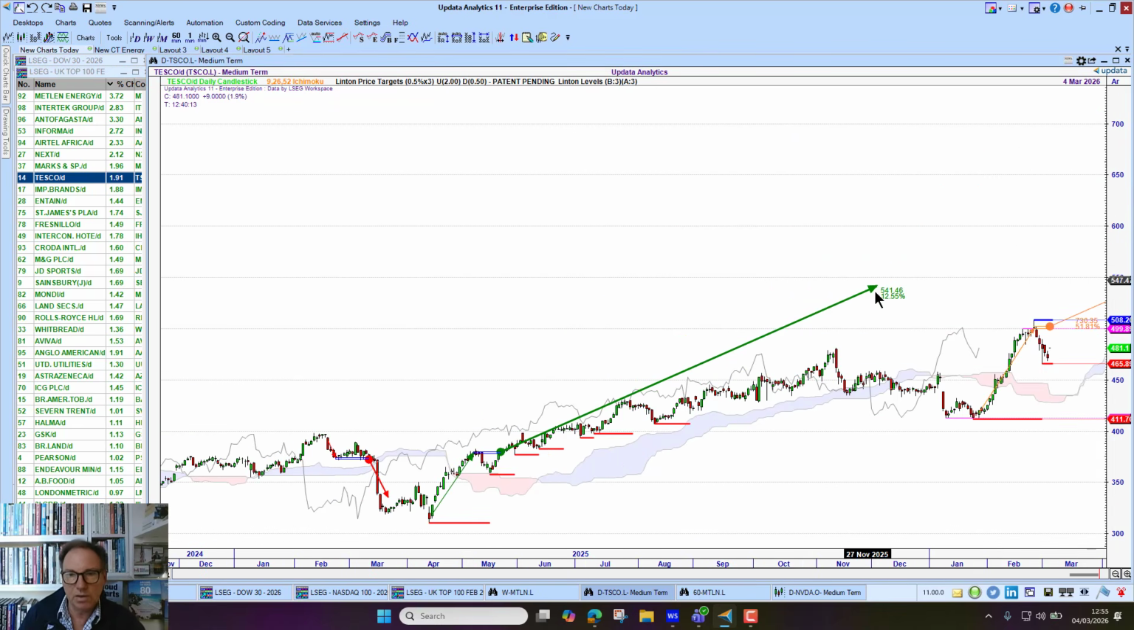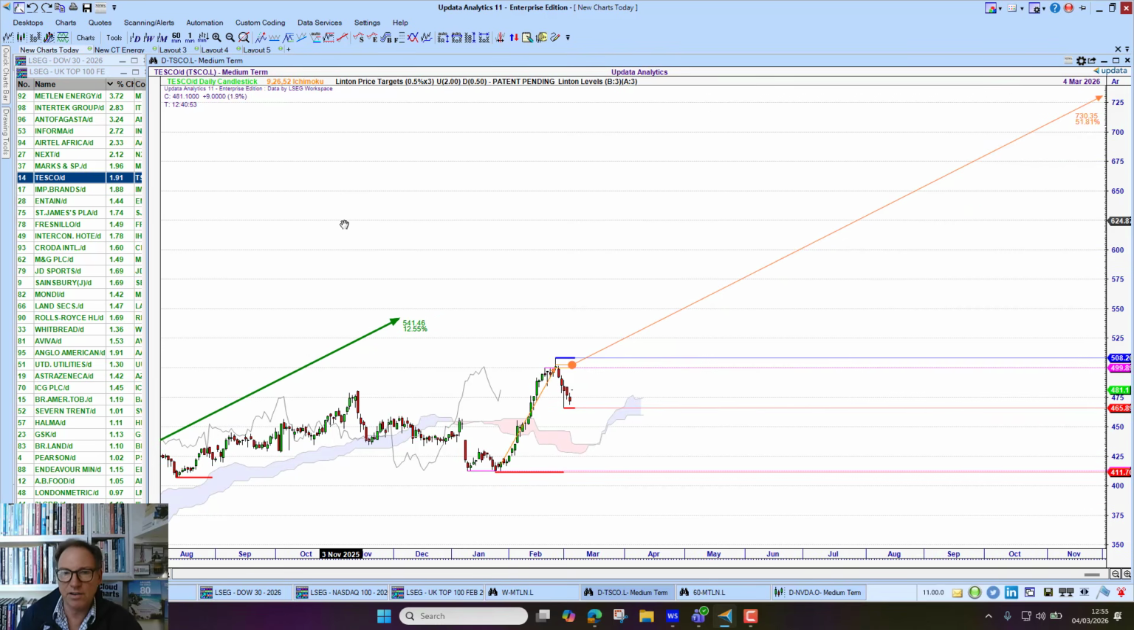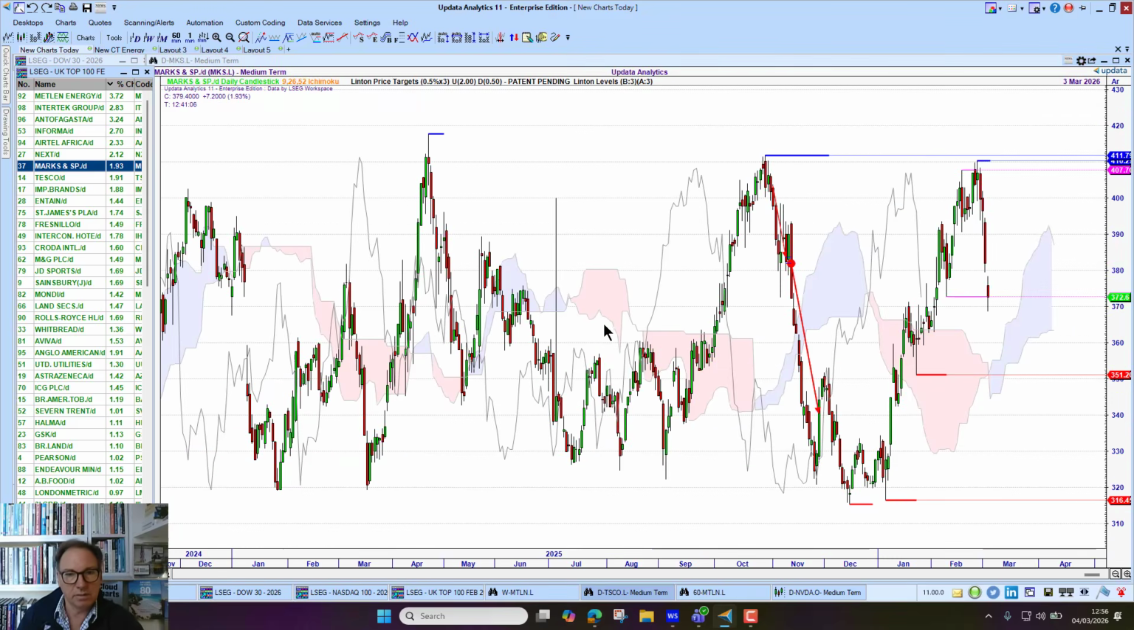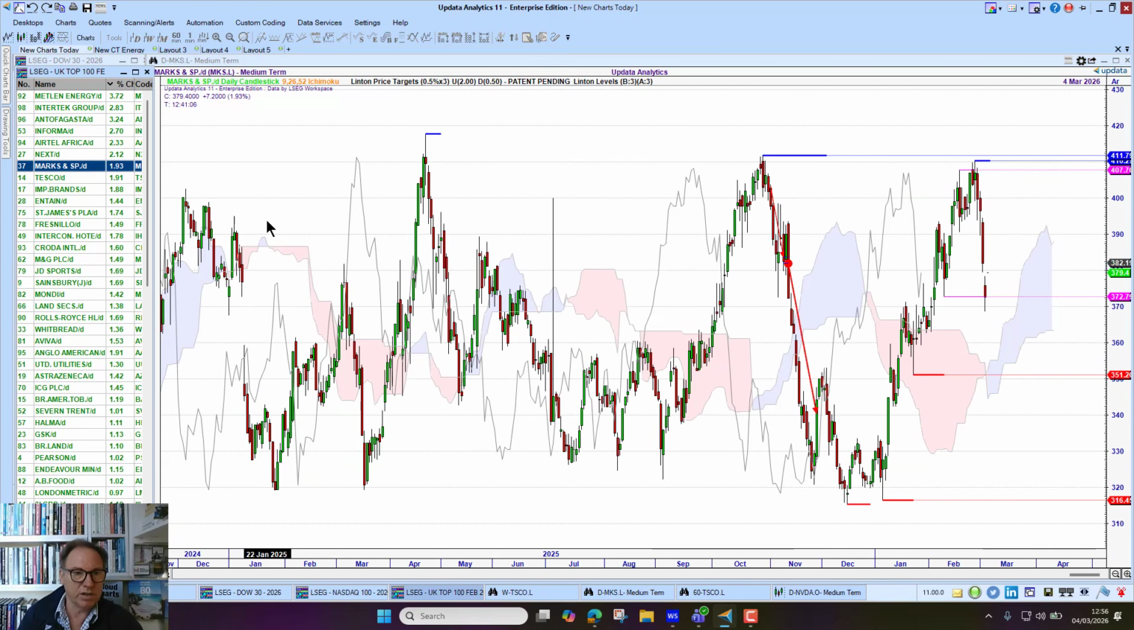Tesco needs to move above 500, this is 500 pence, £5, to activate a big upside target. That will turn from orange to green. So that's really quite key. And we can look at other retailers, and we can see that that's a completely different picture there for M&S. And we could just go through the charts. It's really quite interesting when you do that. And so just take your pick, really.